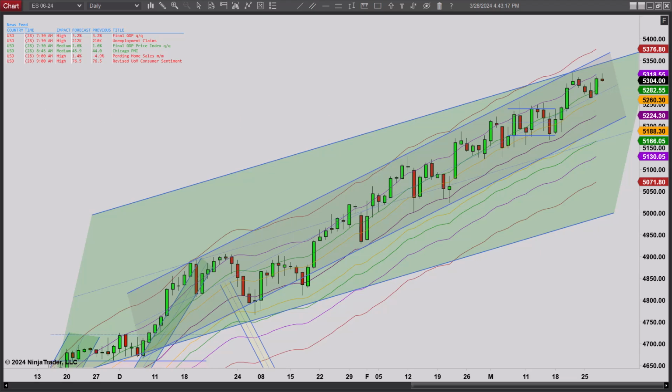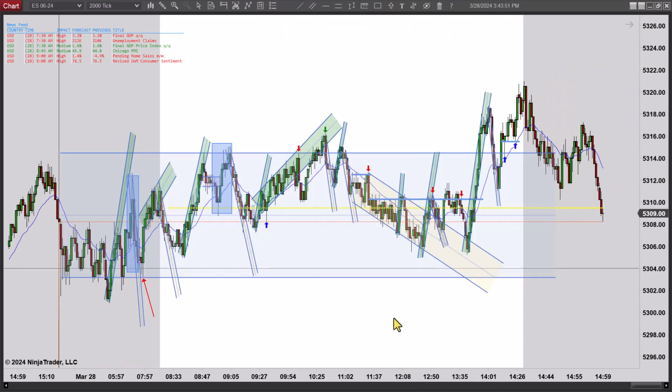Let's flip over to the 2000 tick intraday chart, and we'll go through those trades and talk about a few things. And I have another thing I want to discuss. I've gotten a few questions about it, but let's flip over there. Okay, here's my 2000 tick chart. And you can see we were just in a range until we had this little rally and breakout here about 1:30, 1:40, just between 1:30 and 2 o'clock.